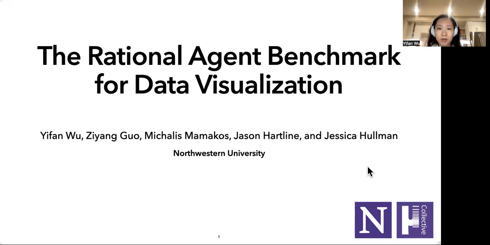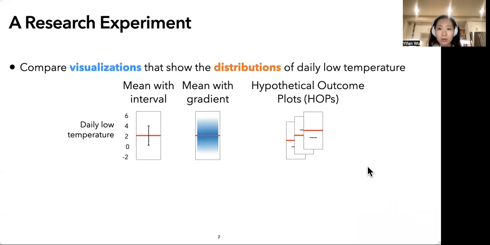So our paper is about benchmarking a visualization experiment. So let's think about a visualization research experiment. Imagine we pick a paper published in a journal or conference, which compares visualizations for showing the distribution of daily low temperature. There are three visualization strategies for comparison: showing the mean of the daily low temperature with the confidence interval, showing the mean with gradient, or showing the hypothetical outcome plots.